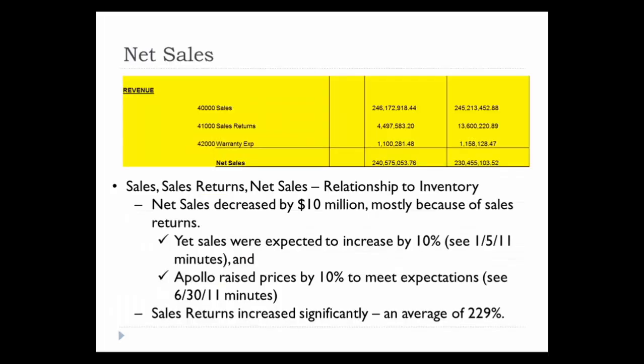So then again, net sales, I highlighted the whole thing. Here we see that sales actually decreased slightly, but more or less it's pretty stagnant, as I pointed out before. What we see though is net sales has gone down by about $10 million. Sales returns and allowances went from 4.4 or 4.5 million to 13.6 million. That's huge, right?